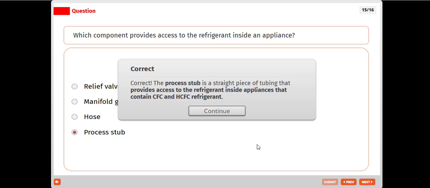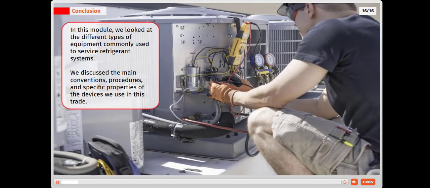In this module, we looked at the different types of equipment and refrigerant commonly used to service refrigerant systems. We discussed the main conventions, procedures, and specific properties of the devices we use in this trade.